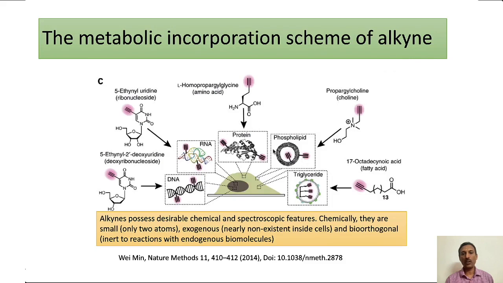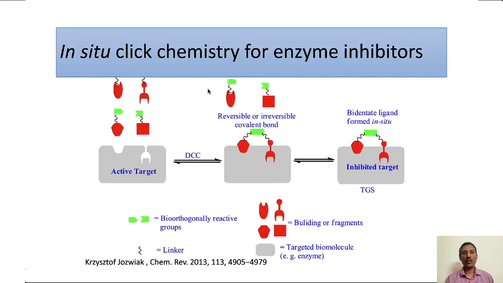So, it will not be like the entire protein or the phospholipid or the triglyceride will be affected. Only the particular site which is of our interest will be modified. So, these are all the advantages of using bioorthogonal reactions. And in situ click chemistry can also be used for enzyme inhibitors. So, the active target can be condensed as shown here.